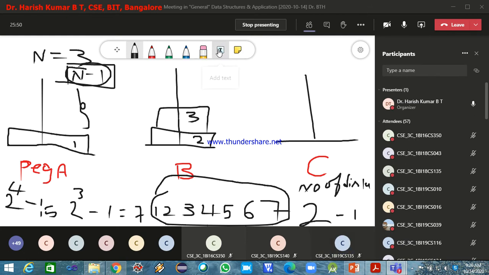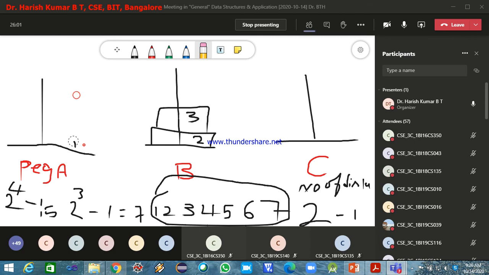So what we will do is, we'll try it for 4. We did it for 3 in 7 moves. We'll try to do it for 4 now. Number of disks 4. We'll see how to do it.